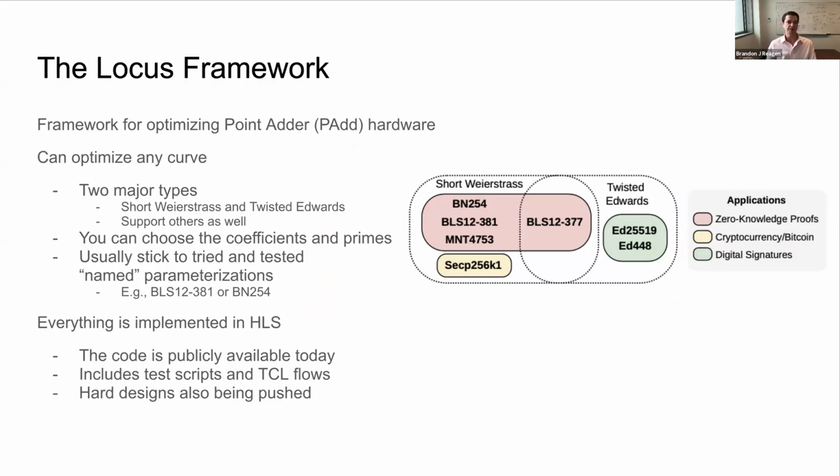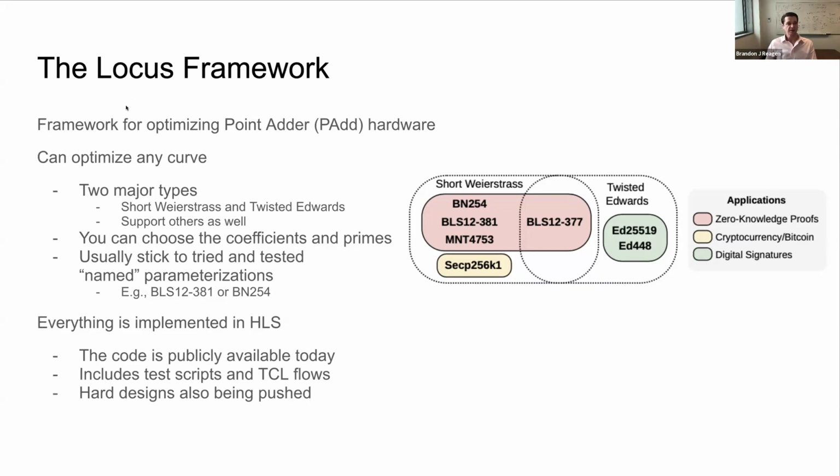So to address this question of optimizing point addition, we developed the Locus framework. This is a fully automated optimizing point adder hardware framework. And it's really come to serve as the foundation of Cryptolets. So this is how it all comes together. Much of this code is already checked into the Cryptolets repo. It's publicly available. You can check it out.